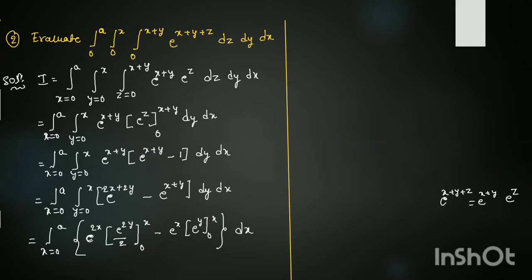e to the power 2x is a constant. The integration of e to the power 2y is e to the 2y divided by the coefficient of the variable, which is 2. Minus e to the power x as it is; the integration of e to the power y is e to the power y, with limits 0 to x. Now substitute these limits in these integrals.